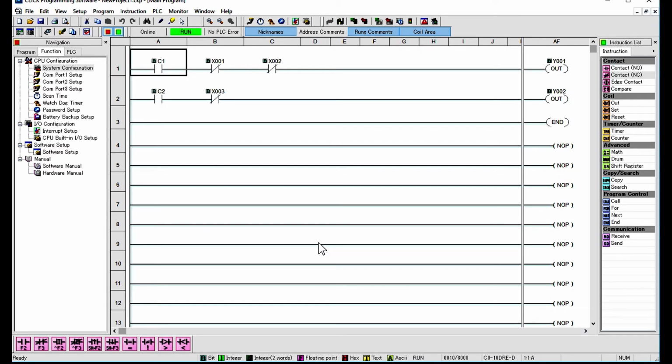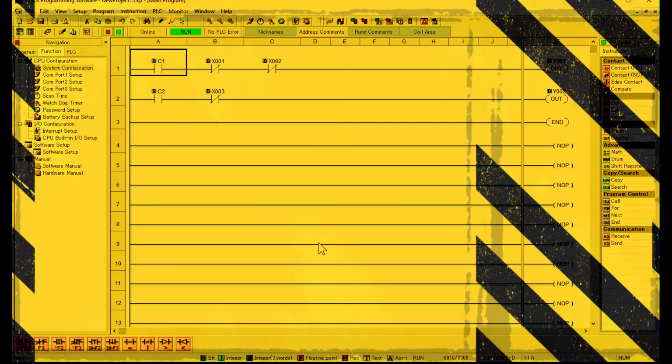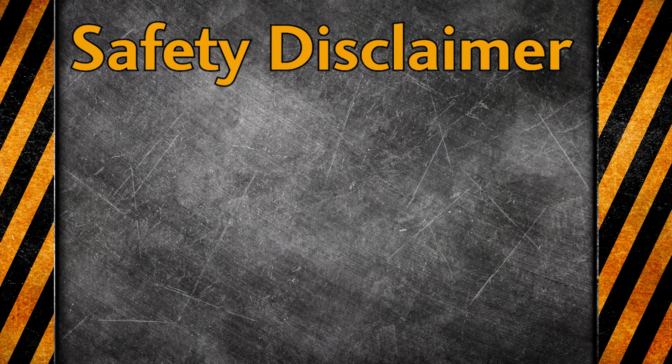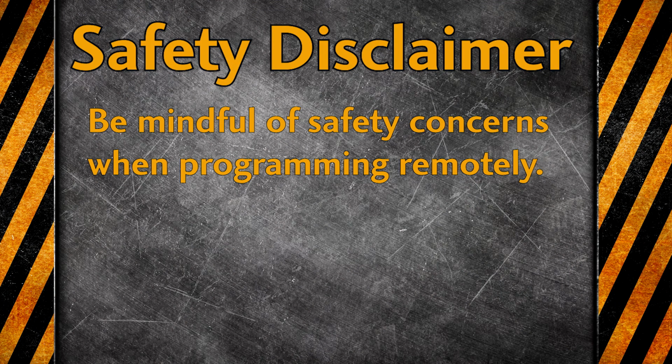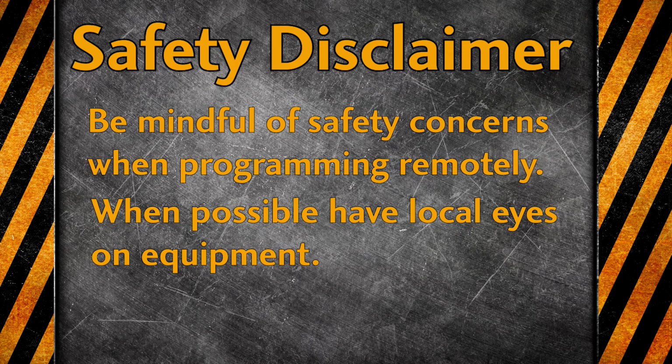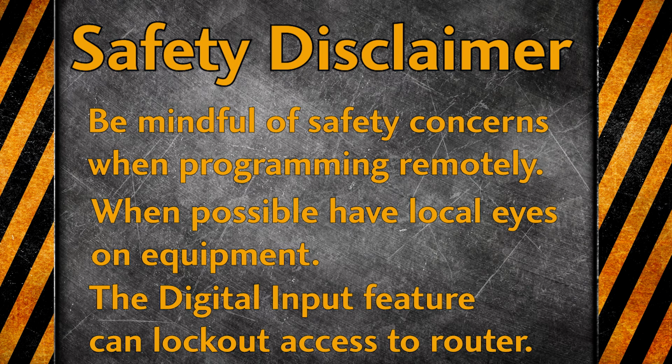Now you'll be able to program as if you're local to the PLC, but a little safety disclaimer. Before you make any changes to your PLC remotely, take into account what you are activating and deactivating remotely, as it may cause an unsafe condition. It is always best to have local eyes on the equipment while making these changes. This is where the digital input on the VPN router can be useful. It will allow you to lock out remote changes until someone is there to monitor for safety purposes.